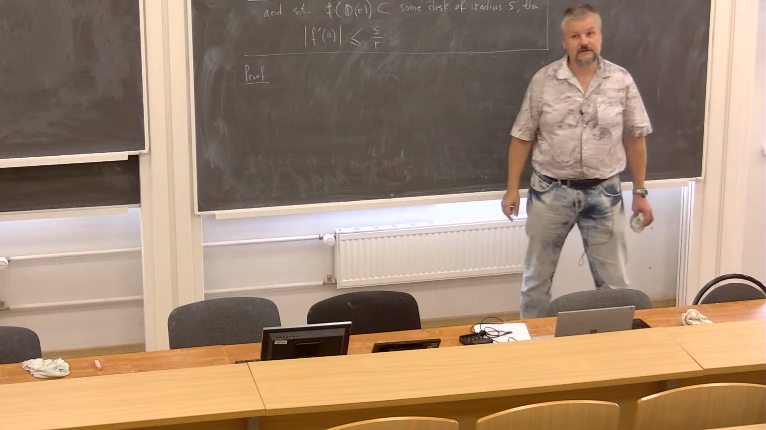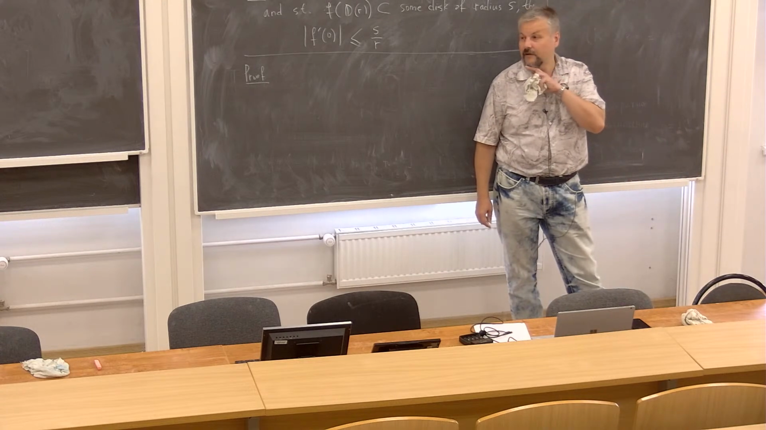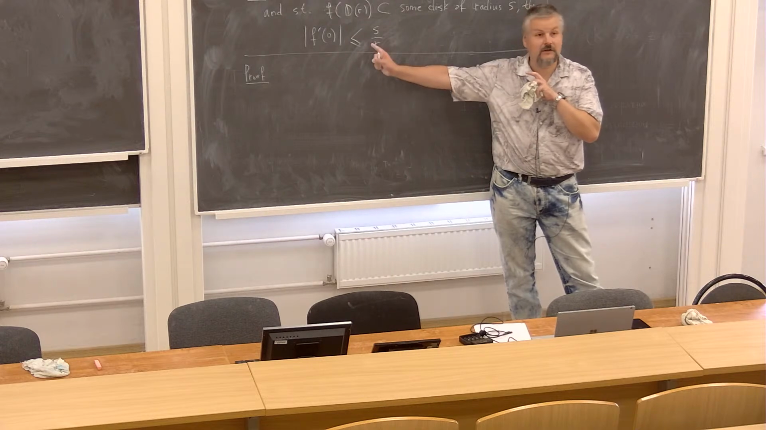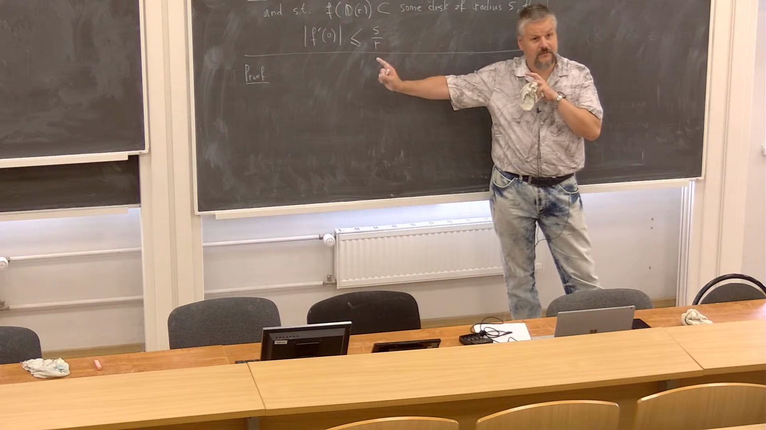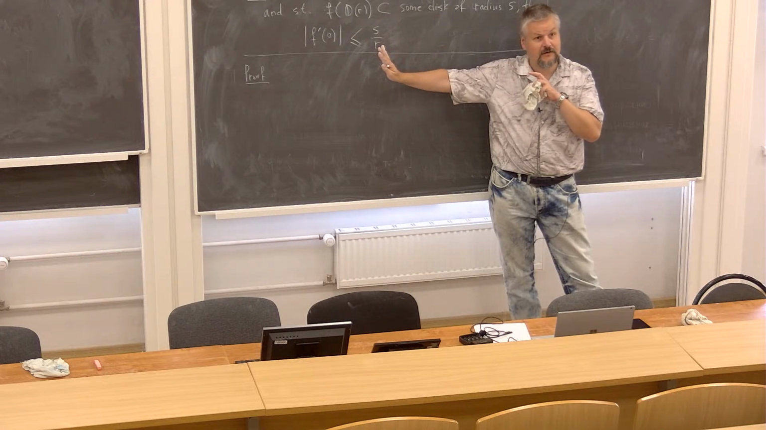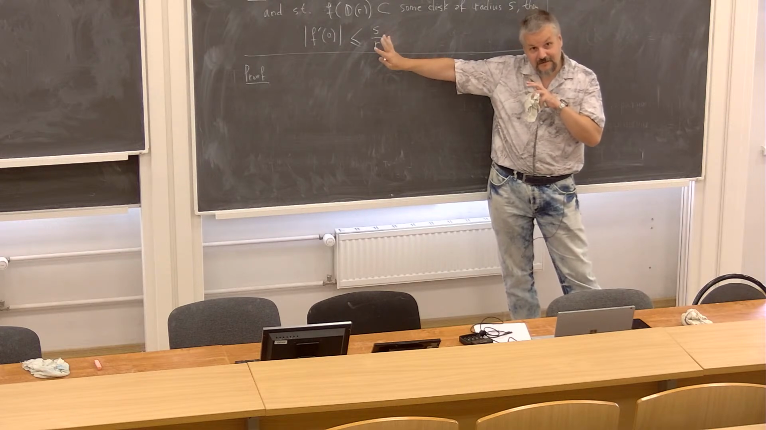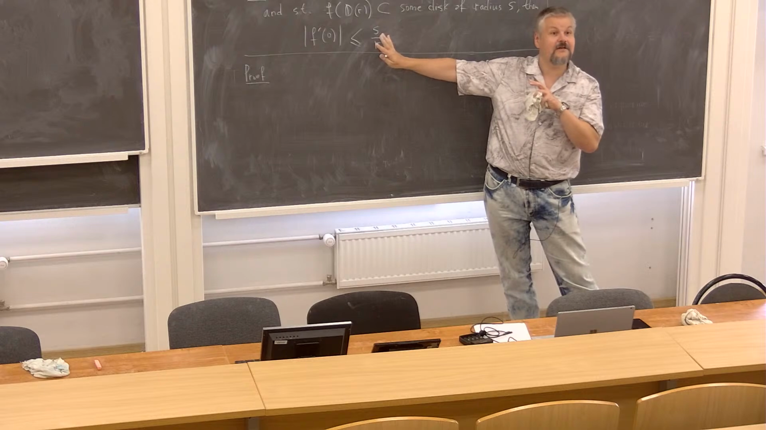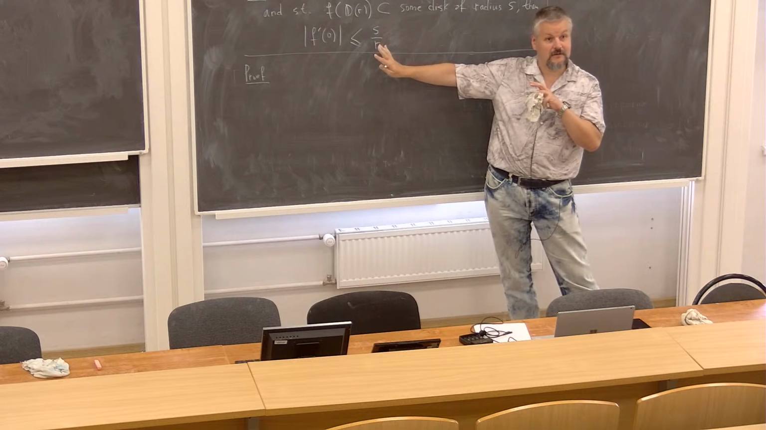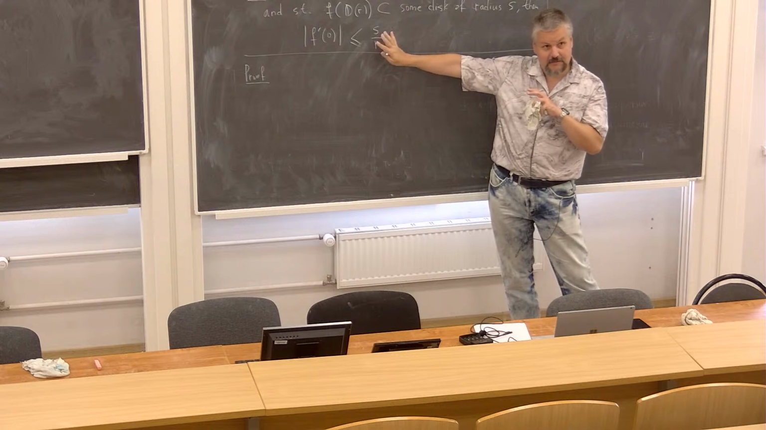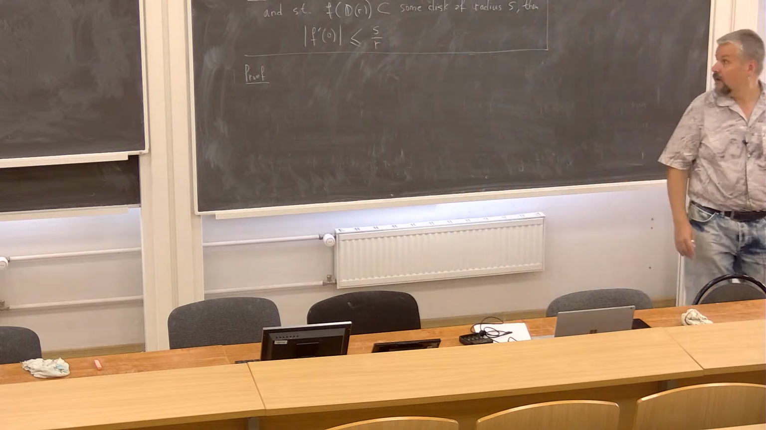And the proof is similar to the Schwarz lemma. The only difference is that there are two parts of the Schwarz lemma, and this is similar only to the first part, because in the first part you assume that the center of the disk goes to the center, and here it's slightly different. I will state it, by the way, but let me first be done with that.